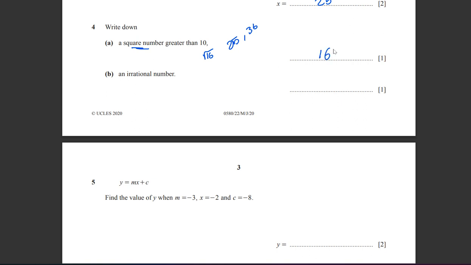Okay. An irrational number. Irrational number is the opposite, a number that cannot have an integer square root. So I can write, for example, square root 7. Why 7? I can write square root 8. All of these numbers. Can I write square root 9? No, because it is equal to 3. So I will write square root 7, for example.